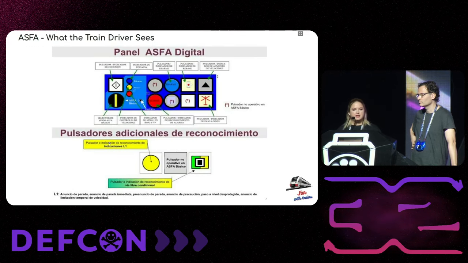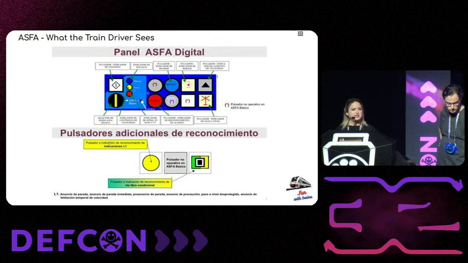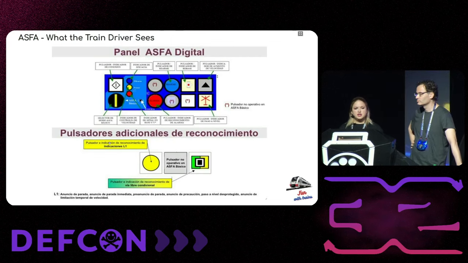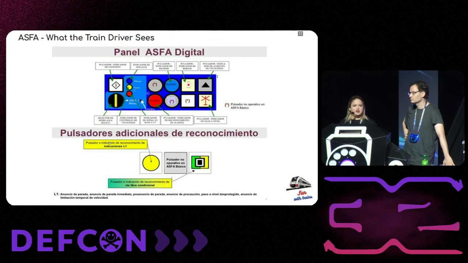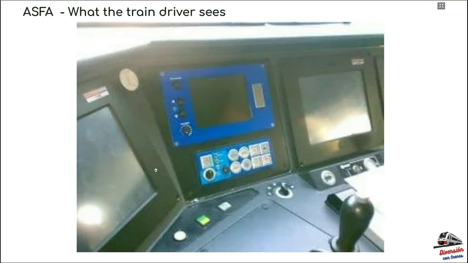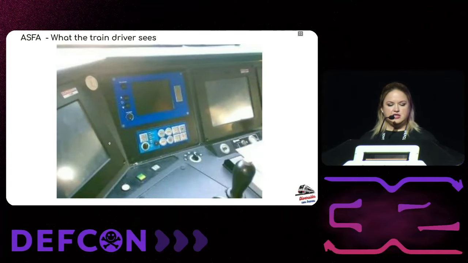And this is the panel that the operator receives here. It's completely in Spanish because this picture is taken from open source documentation that the railway company in Spain has completely publicly available on the internet. So this is a screenshot of their documentation. And this is what the train driver sees.